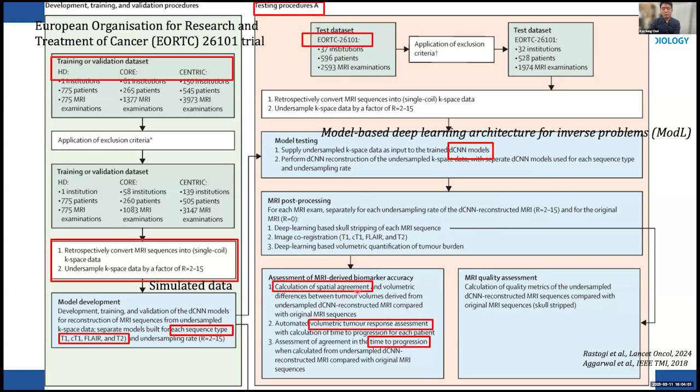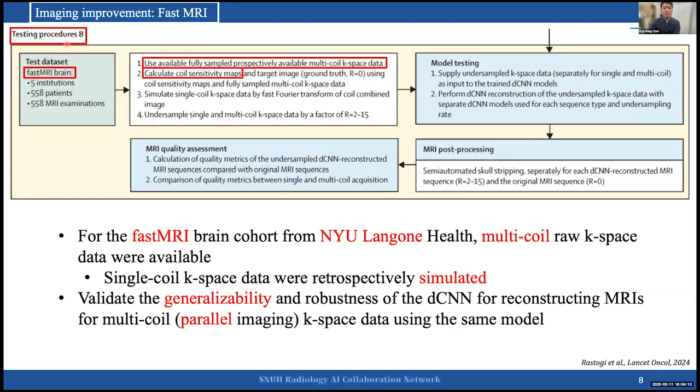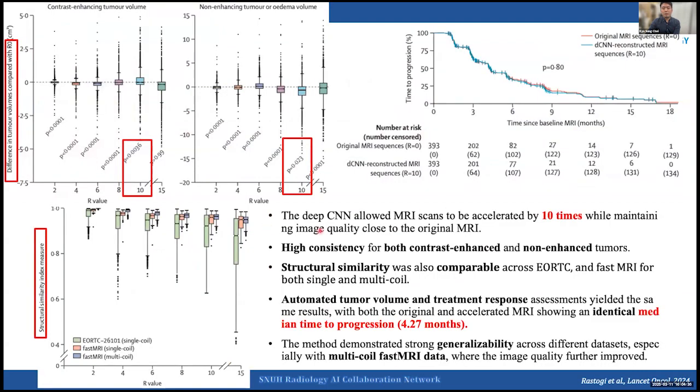They calculated the spatial agreement, volumetric tumor response assessment, and time to progression, comparing the original and undersampled ones. In testing procedure B, for the fast MRI brain cohort from NYU Langone Health, multi-coil case-based data were available, and single-coil case-based data were retrospectively simulated to validate the generalizability of reconstruction models for multi-coil case-based data using the same model.